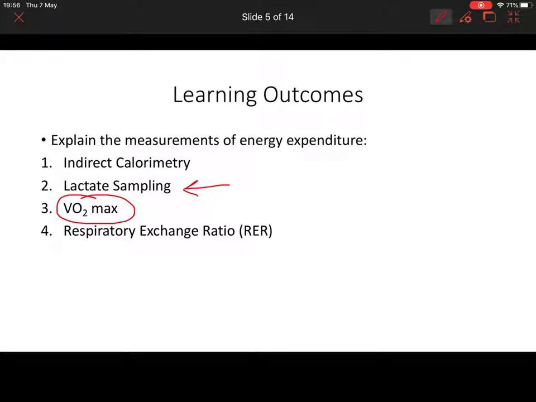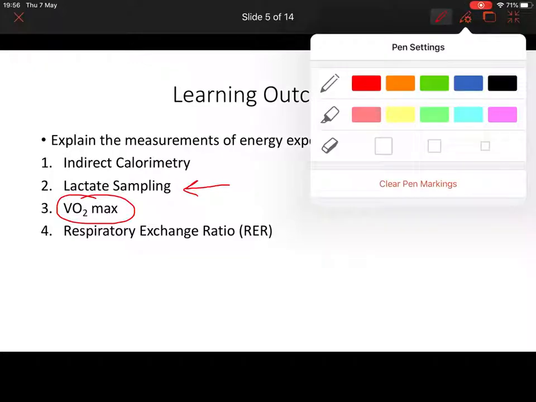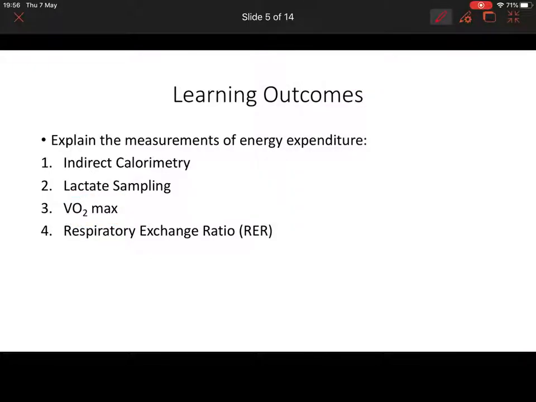The main basis of Year 12 physiology for these particular measurements of energy expenditure is just knowing what they are and what measurements they produce, really.